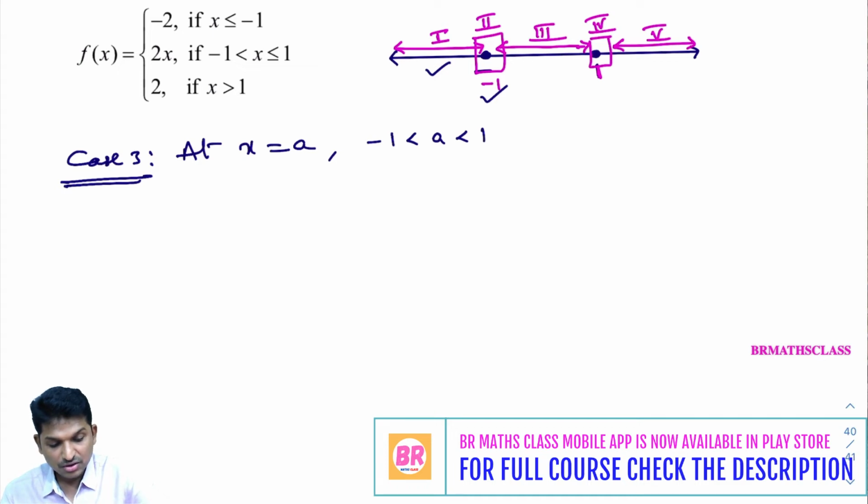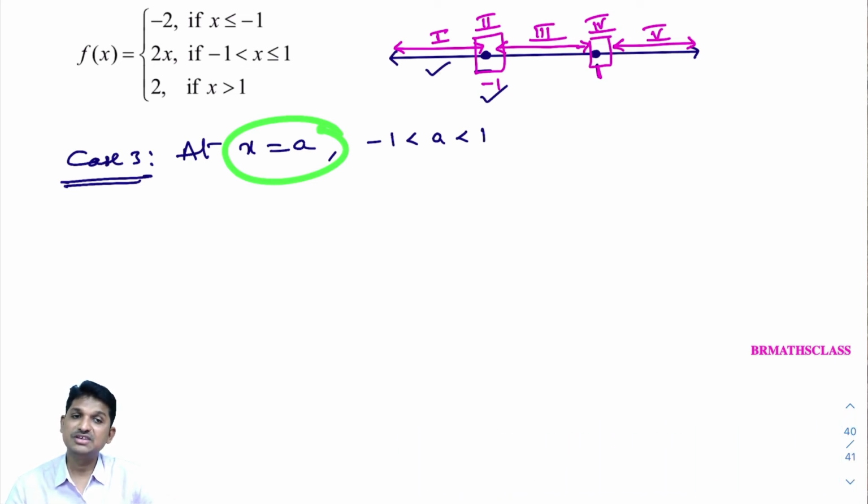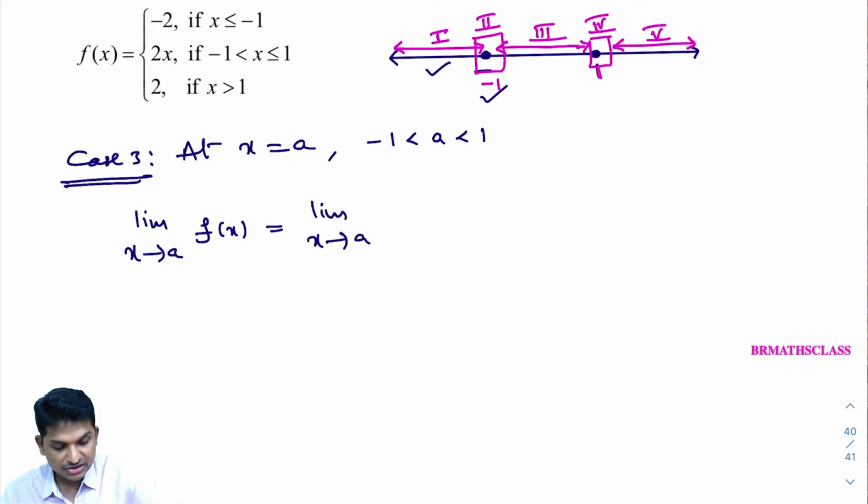So what to check? I need to check the continuity of the function at x equal to a. When we say function is continuous at x equal to a, limit x approaches a, f of x equal to f of a, then we say that function is continuous at x equal to a. So I'll calculate that. Limit x approaches to a, f of x.